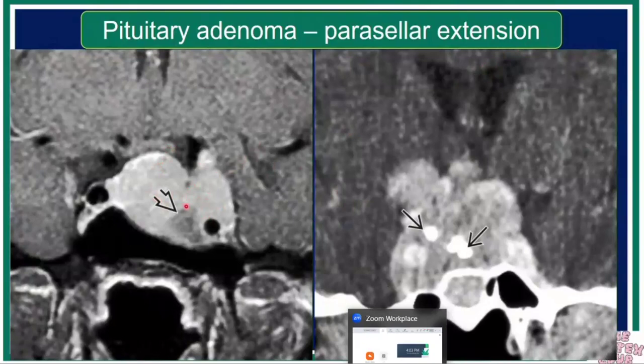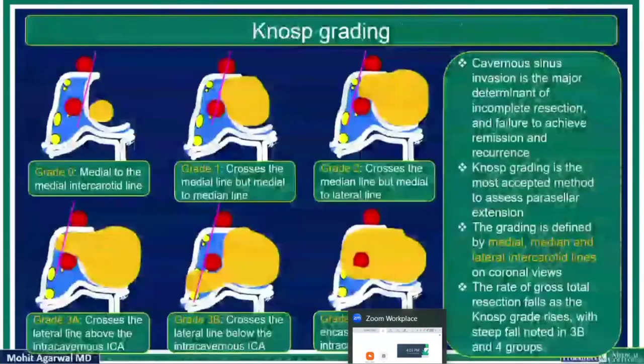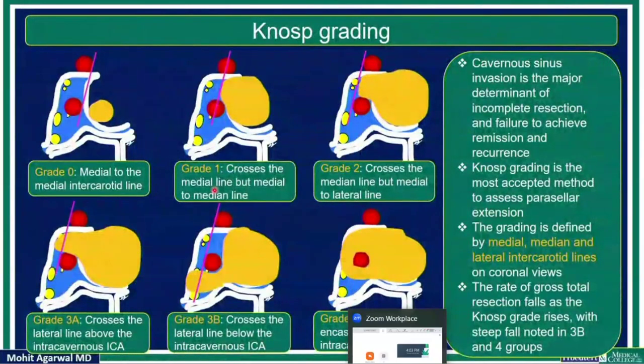So this one is extending into the left cavernous sinus. It is encasing the left internal carotid artery, and here is where this sort of classification system becomes important, the Knosp grading, which tells us whether or not there is invasion of the cavernous sinus. What we do in Knosp grading is we have three tangents that go along the medial aspect of the internal carotid artery, along the lateral aspect of the internal carotid artery, and then one that goes through the middle of the internal carotid artery.